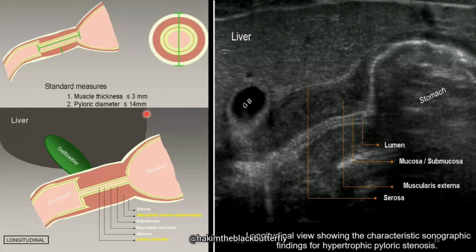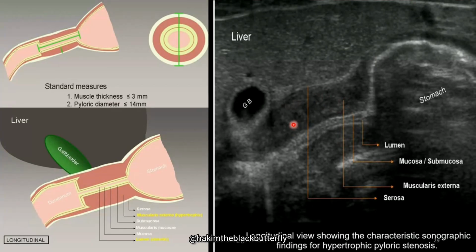If it's beyond 14, of course, that's a sign to worry. If the muscle thickness is beyond 3 millimeters, that's also a signal to worry. Okay, so you can see our pylorus. Normally in this condition, it's going to be thickened because of the hypertrophy of the muscle fibers, as I explained. So on sonography, you can see the muscle layer is thickened. It is hypertrophied.